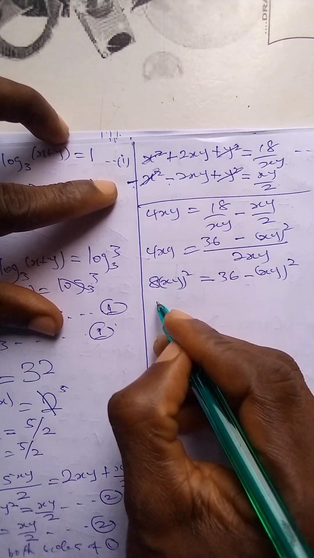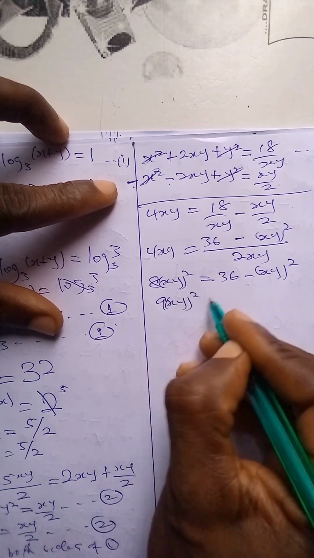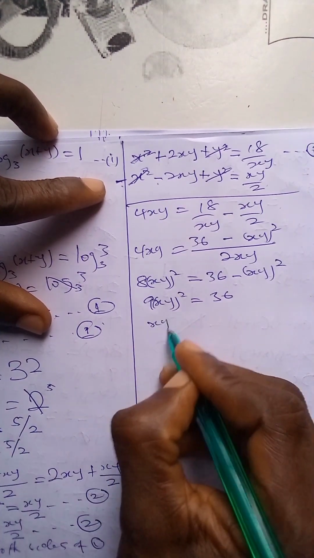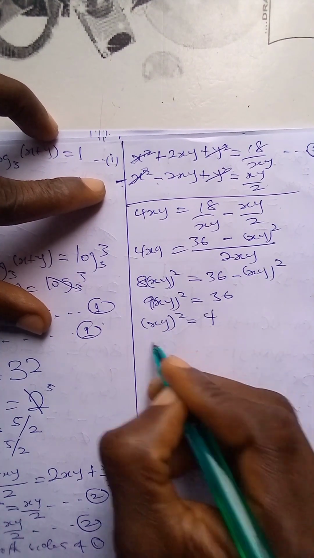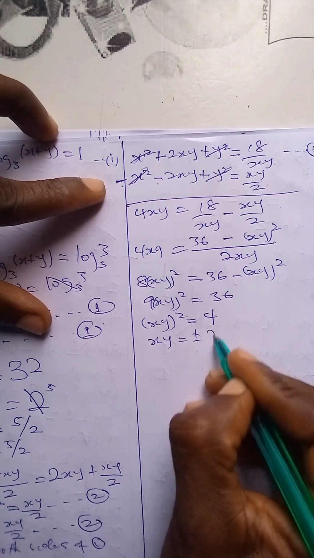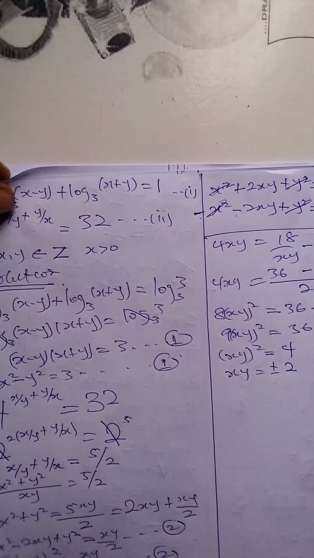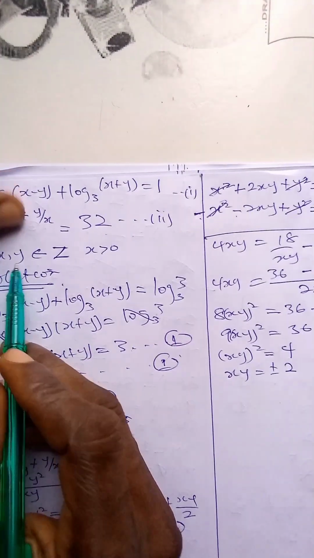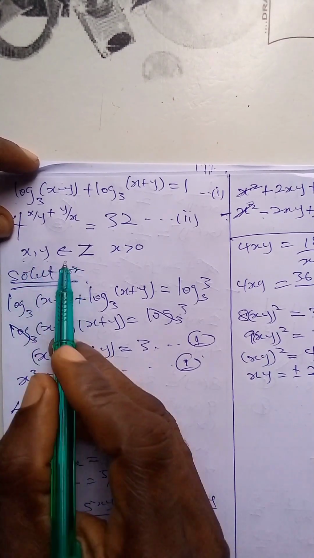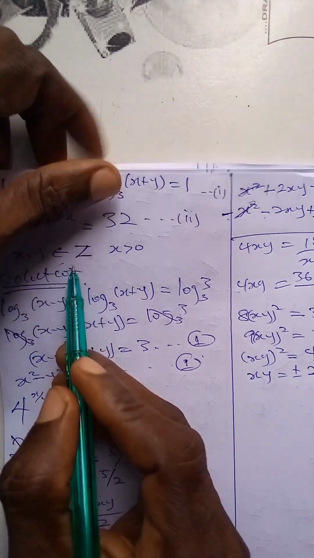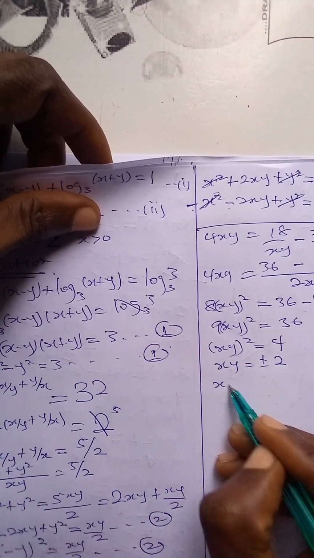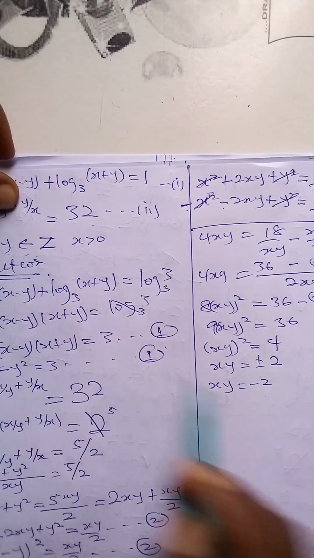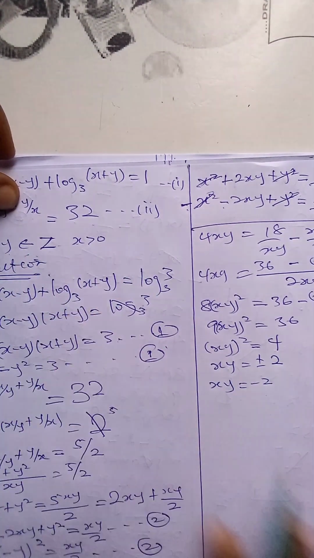Let's now collect like terms. 9(xy) all squared equals 36. Dividing both sides by 9, we have (xy) all squared equals 4 and xy equals plus or minus 2. Let us remember that x is greater than 0 and that x and y are members of the whole numbers. But if xy is minus 2, we will not have obeyed this. This xy equals minus 2 is outside this set.